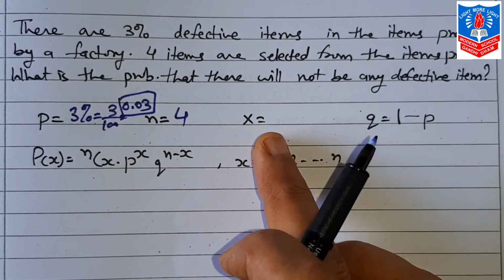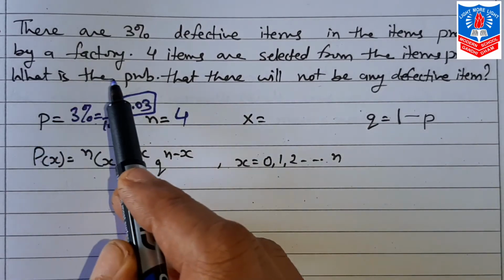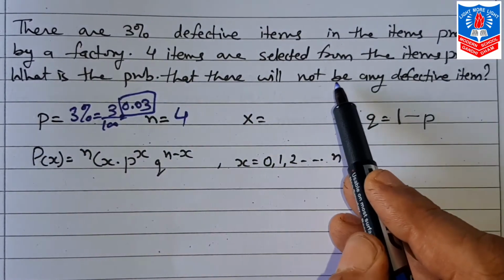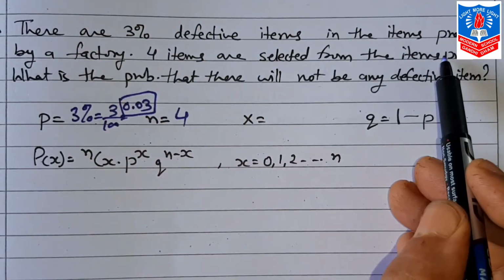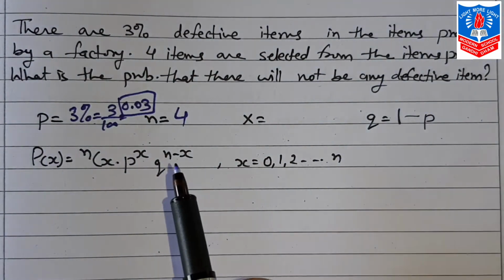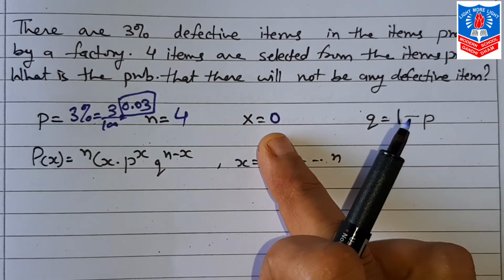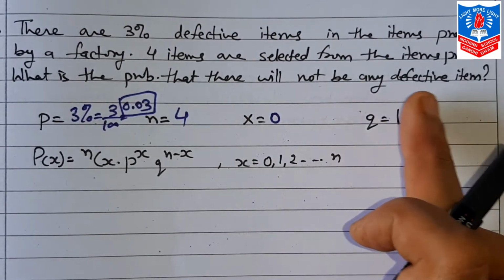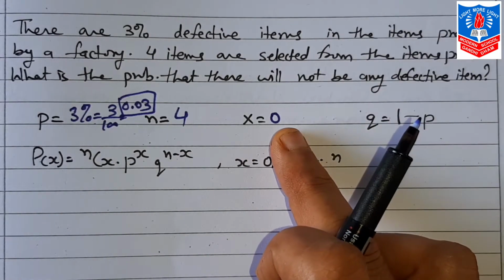X, now this is important. See here it is asked what? What is the probability that there will not be any defective item? Here 3% are defective items and here there will not be any defective item. Means value of X will be 0, then only there will not be any defective item. So X value will be 0.